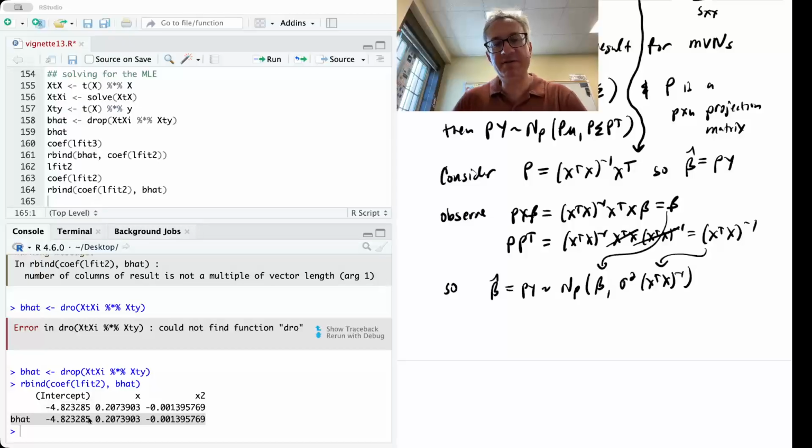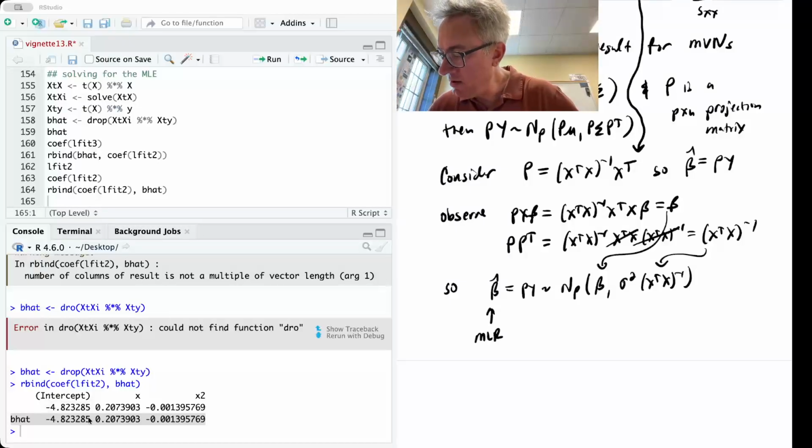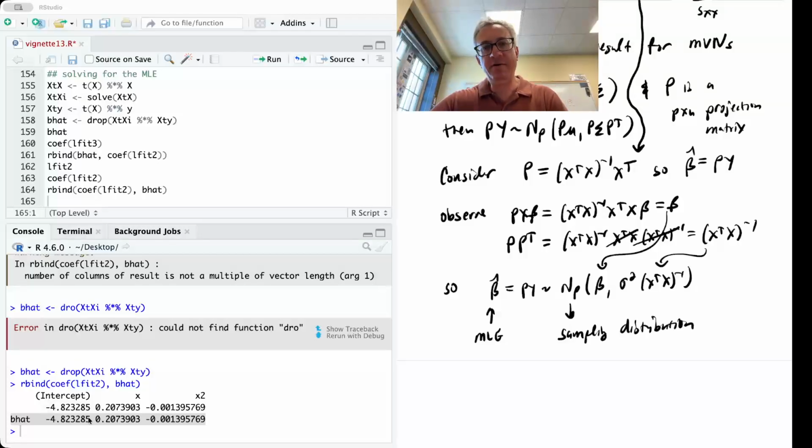So we found the sampling distribution, right? This is our MLE, and this is its sampling distribution. And we found it for all of the coefficients of beta, all the slopes and the intercept at once. Remember, I skipped some stuff when we did this in chapter 7, and we did them separately one at a time. But now I'm able with the linear algebra to do all p of them at once.